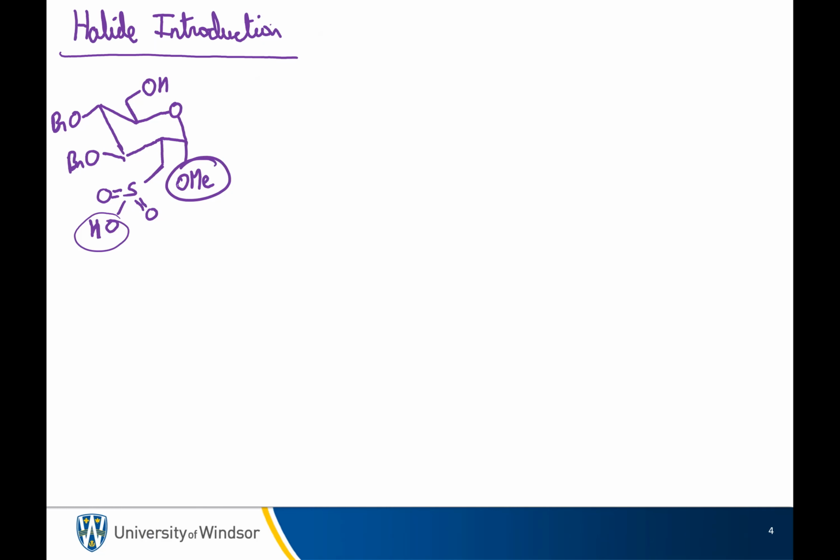But let's say we want to introduce a halide onto this, because let's say we want to make a synthetic equivalent of this kind of molecule. So what's very useful is we have chemistry that can functionally interconvert any hydroxyl group selectively to a bromide or an iodide, depending on our need. And we've got a pair of reactions. One is called the Gehrig iodination, named after a guy named Gehrig, who was Swedish.